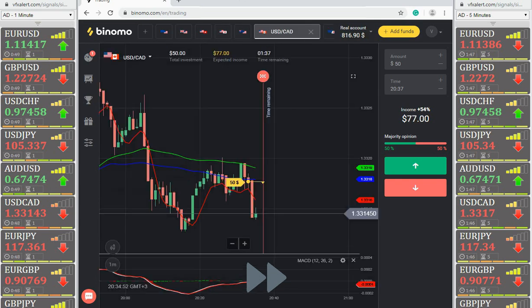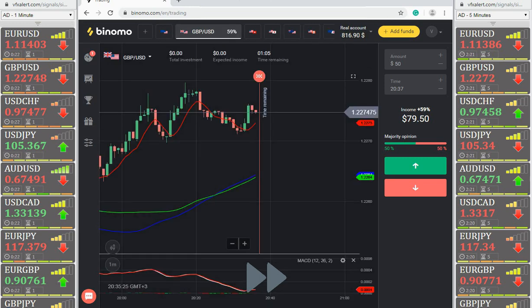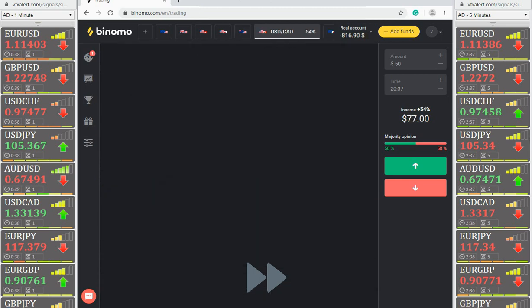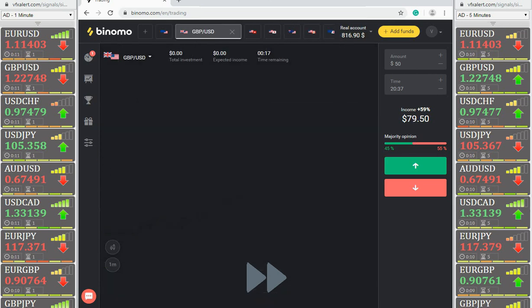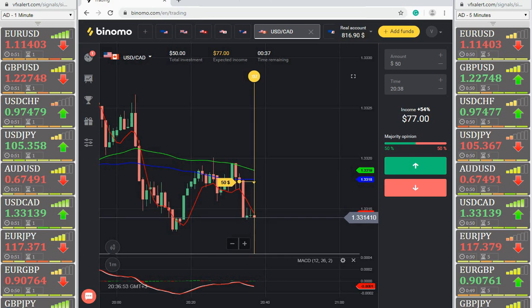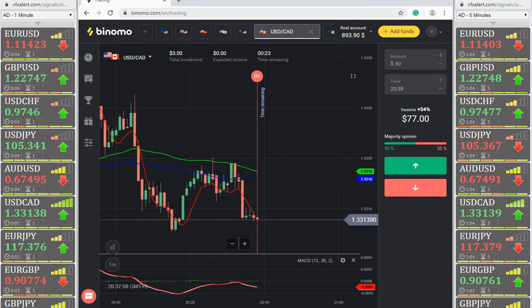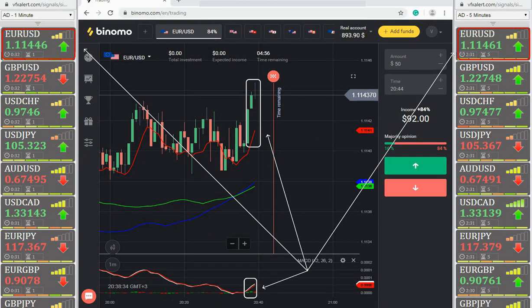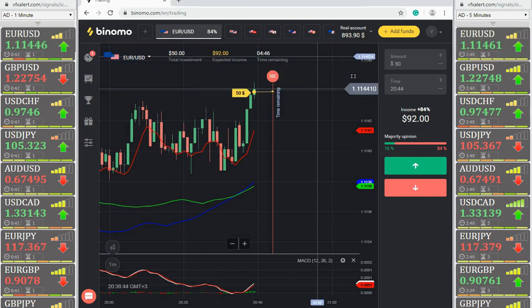Japanese yen. The indicators show a call option, but VFX Alert cancels the signal. 10 seconds to expiration. The second option is a plus again. Euro dollar. Price above all moving averages, upwards. MACD above zero. Open the call option.